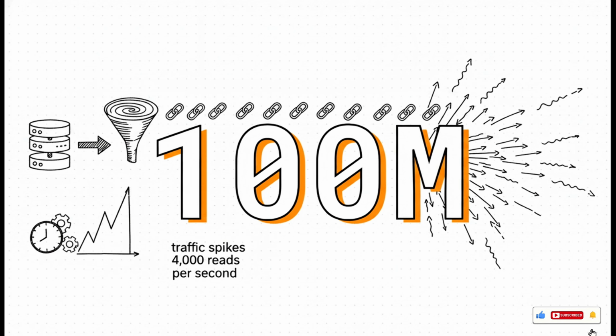But here's the catch. A URL shortener is a heavily read-biased system. The read-to-write ratio is usually around 100 to 1. So for every 40 writes, we're getting slammed with a staggering 4,000 reads per second on average. And you can easily double or triple that number during traffic spikes.